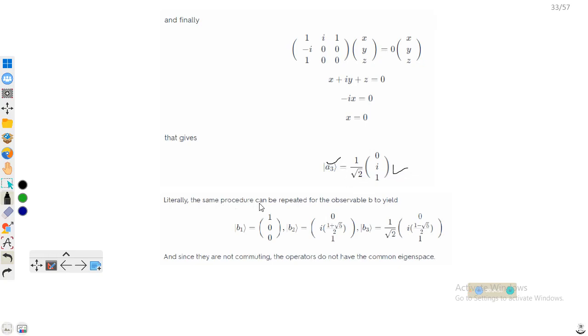And similarly, the same procedure can be repeated for the observable b to yield eigenvectors b1, b2 and b3, which is not different from the above one. And since they are not commuting, the operators do not have a common eigenspace. You can compare the values of a1, a2, a3 with b1, b2, b3. They are not similar. If we compare the values of a1 with b1, they are different because their eigenvalues corresponding to the observables are different.